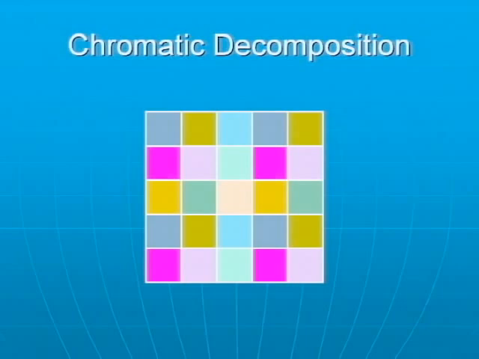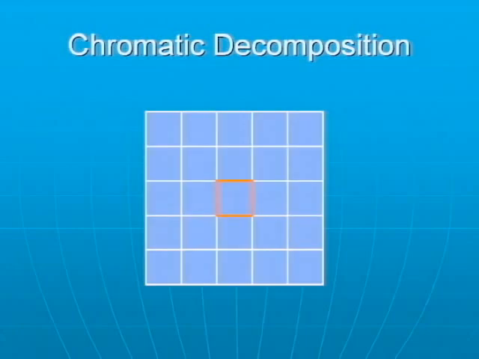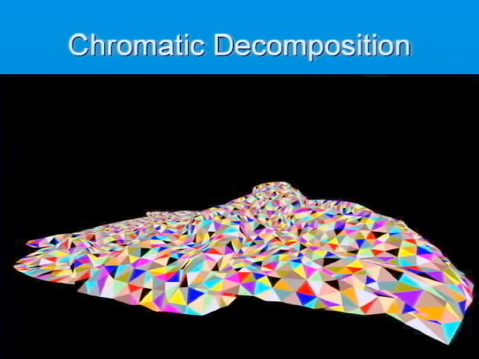We compute a chromatic decomposition of a mesh. To illustrate the concept, we show a simple example. As shown here, we make sure that every neighboring polygon of the polygon highlighted in red has a different color. Next, we make sure that every polygon at distance of 2 in the mesh also has a different color. Here we show the chromatic decomposition of a triangulated mesh.